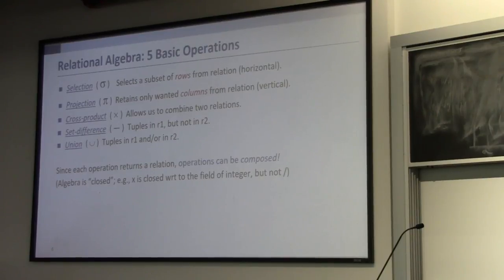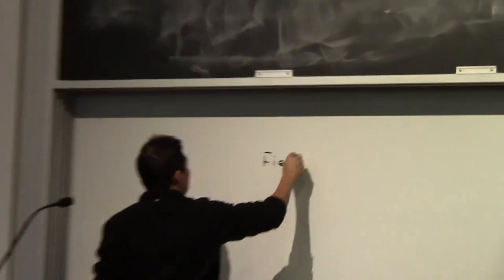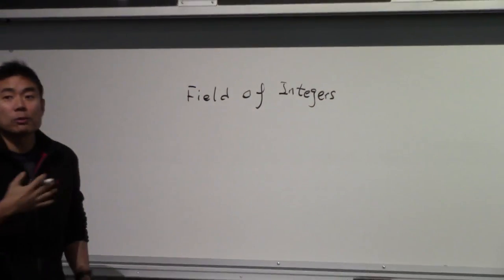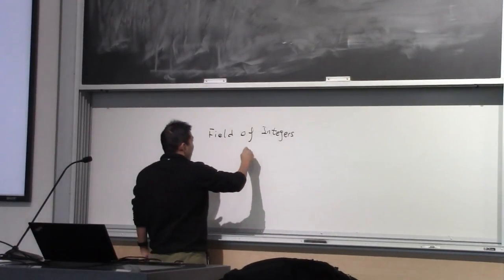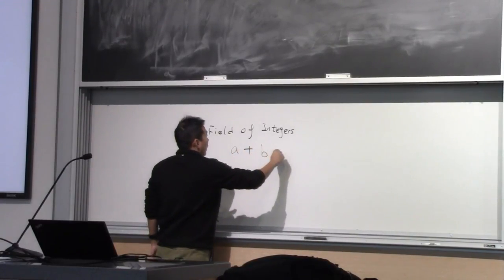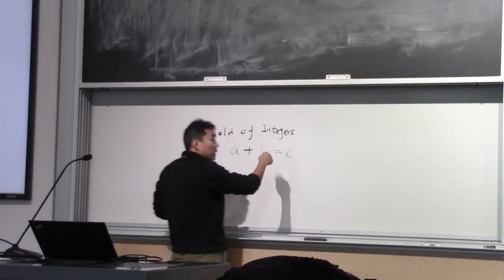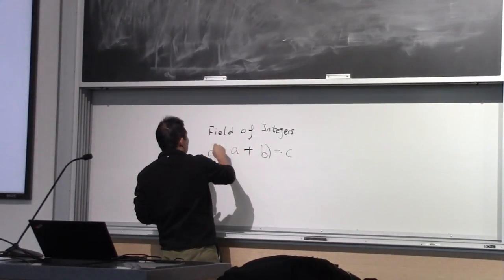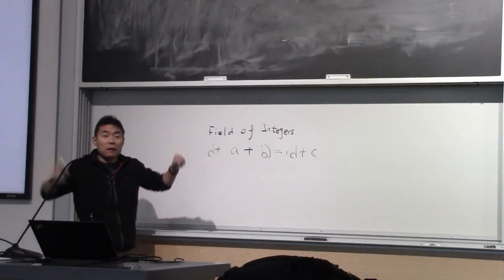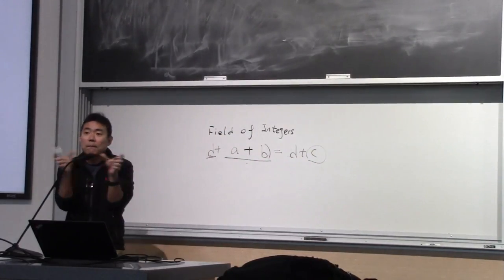So when I say operation is closed, what do I mean by that? Let me illustrate this using the field of integers. Let's say I have a field of integers, meaning that I define my operation with respect to the field of integers. For example, plus is the operation I define with respect to the field of integers. I take two integers, I will produce another integer. A, B, and C must be integers. And because of this, I can compose this, meaning that I can do this. Because a plus operation expects two integers as input, the output of this is another integer denoted by C, for example. So I can compose them without any issue.